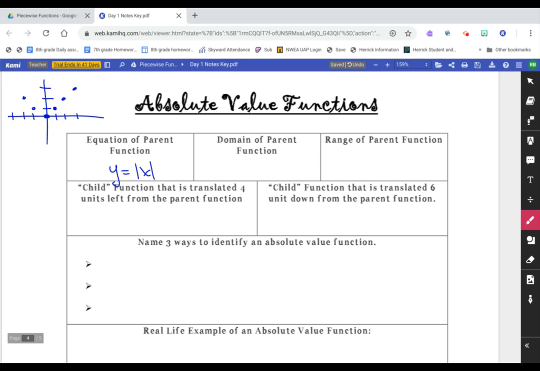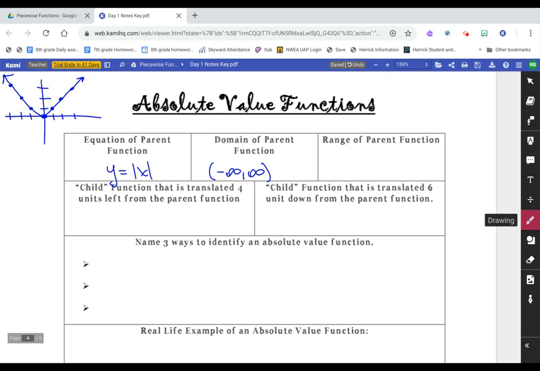And what's different between this and a quadratic function is that you end up forming a V with your absolute values, not a U. The domain would be all real numbers. Your range would include 0 and go to infinity.